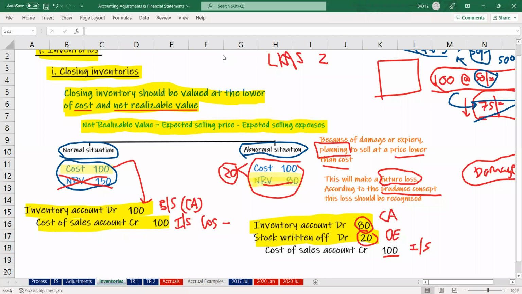Any doubts? There's a doubt. Can we say stock written off as stock loss on NRV? Yes, that is fine. No problem.